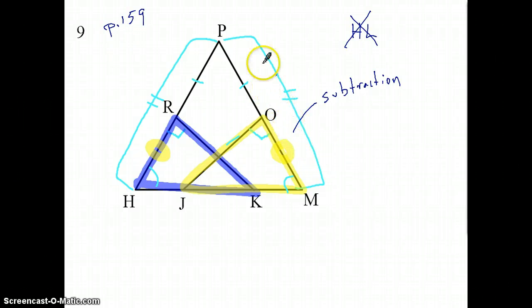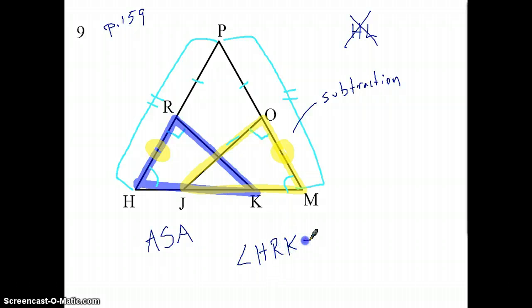Okay, but what do you know? Well, PMH, this big triangle, is an isosceles triangle because we have the tick marks right here. We can conclude the arc marks. And so this gives us our final angle in angle side angle. Be sure in your proof that you state that angle HRK is congruent to angle MOJ. Now, why are those two angles congruent? They're right angles, so right angles are congruent.